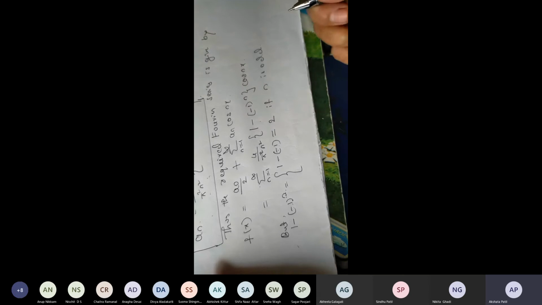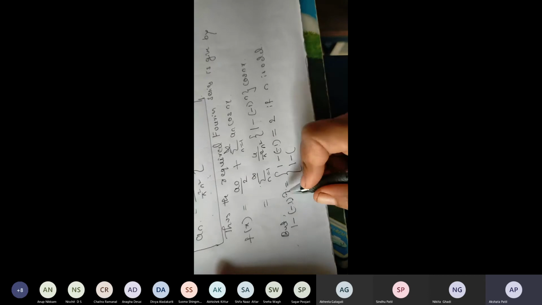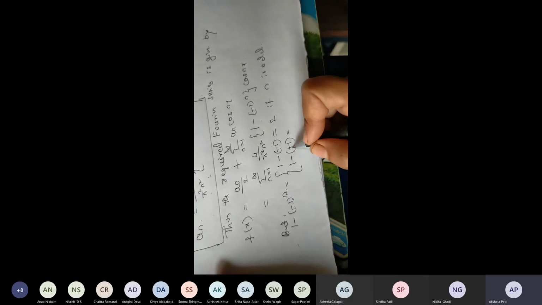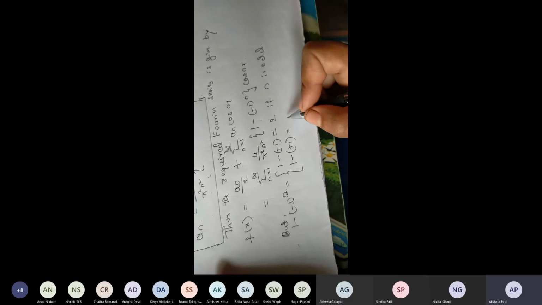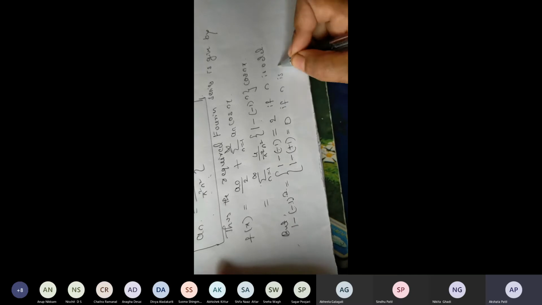Suppose n is an even integer, like 2, 4, 6, 8. Then what do you get here? 1 minus (minus 1) squared, because n is even. Minus 1 squared means plus 1. Plus 1 minus 1 means it is 0 if n is even.